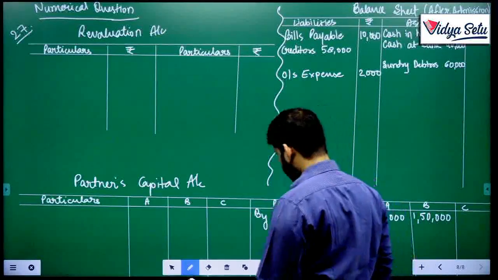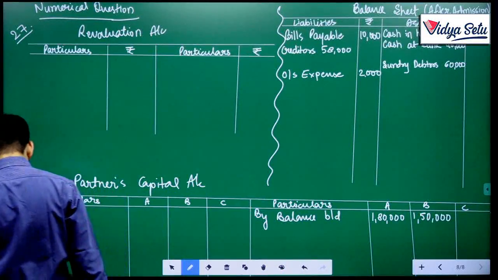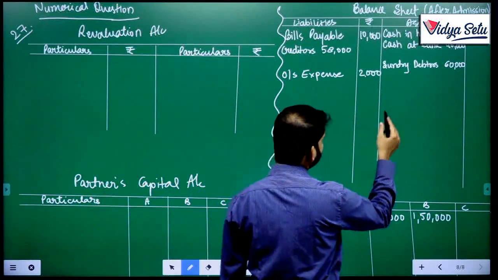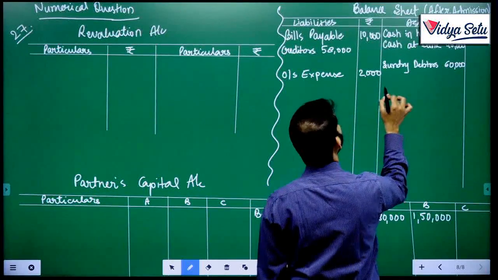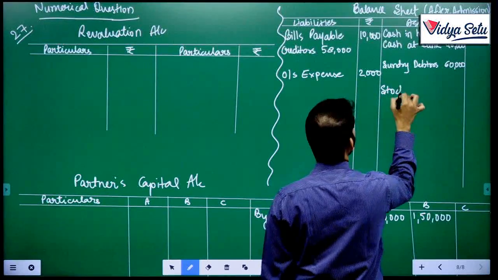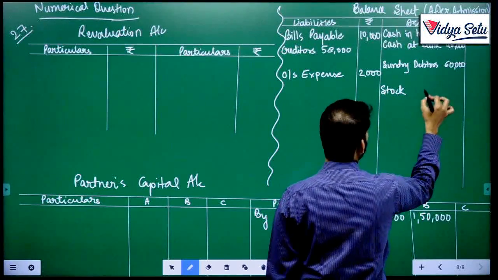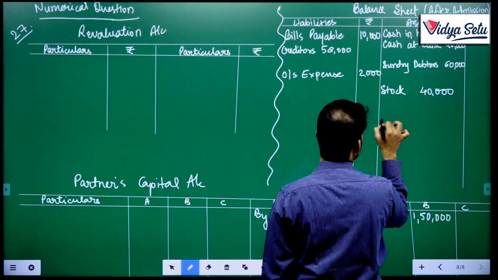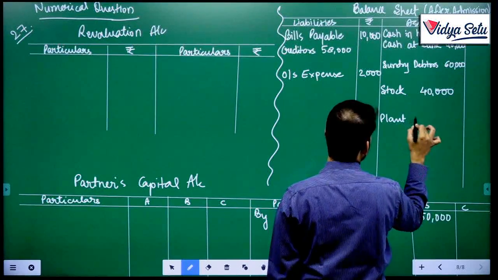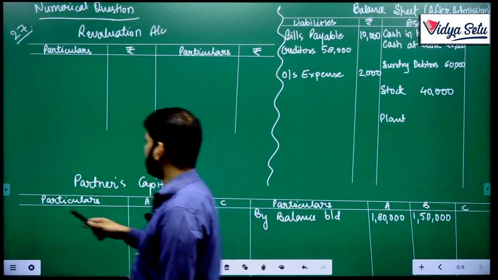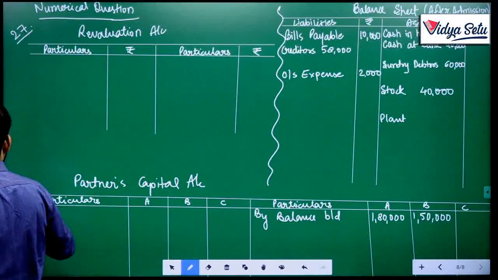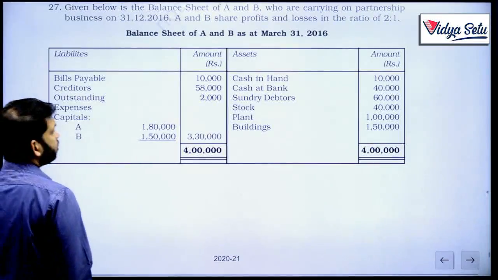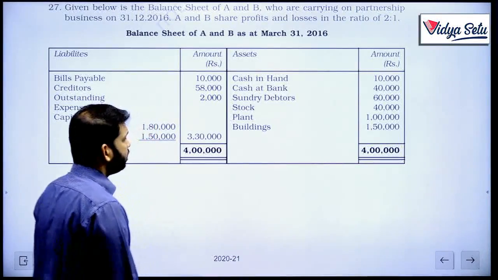Okay. What else? Stock, plant, building, adjustment. How much was plant? Stock, I remember 40. Plant 1 lakh and building 1,50,000.